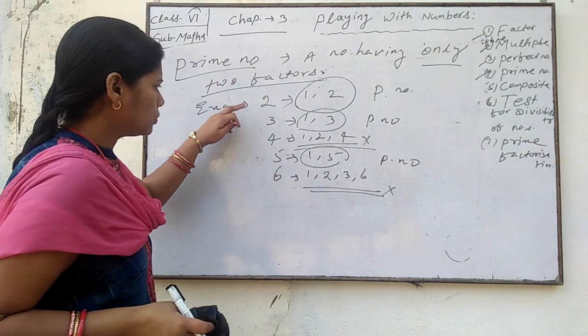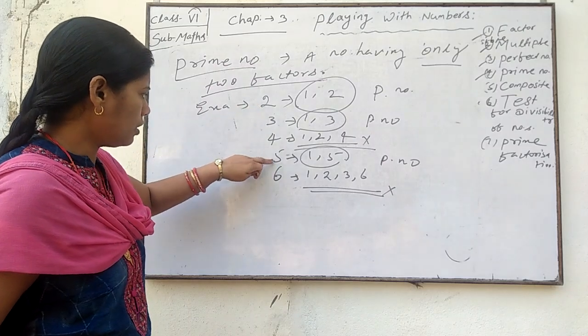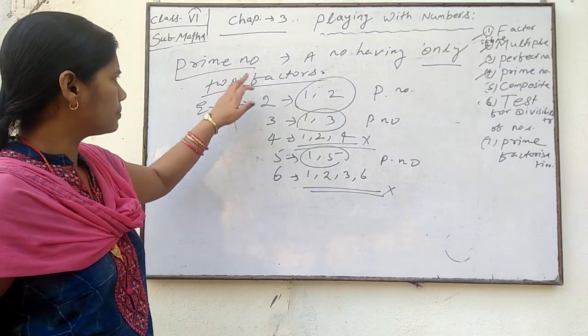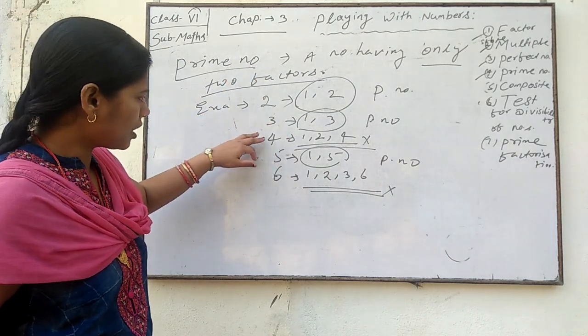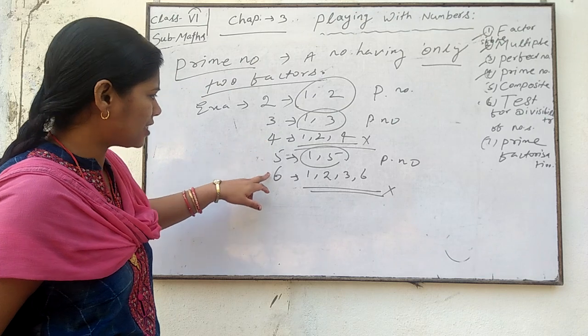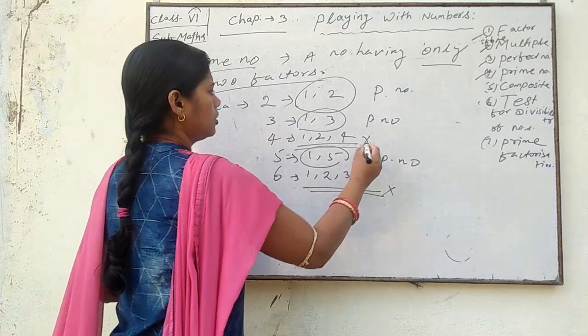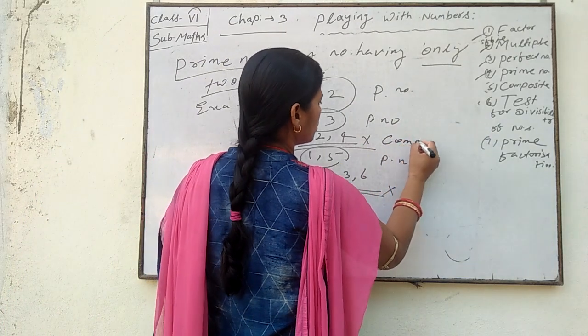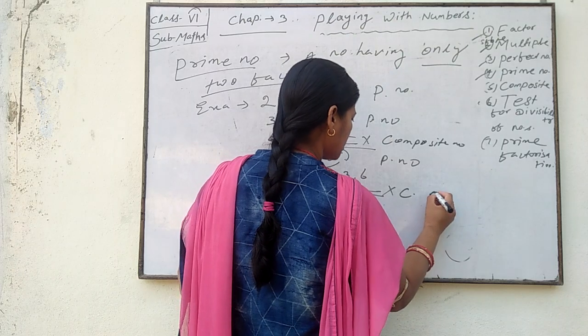So it means 2, 3, 5, these are your prime numbers. And which type of numbers are 4 and 6? These are composite numbers.